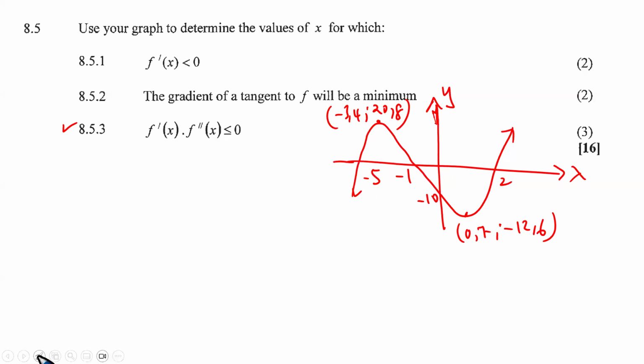Now we're dealing with the graph of the function f, but the derivative of it is the slope of it. So the slope here, because it's steeper, is positive. Here it is going down, it's a negative slope. These are slopes, gradients, the derivatives. The slope is positive here because it's going up. Use your graph to determine the values of x for which f prime of x times f double prime of x is less than or equal to 0.